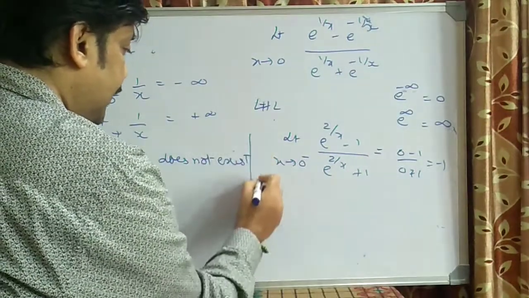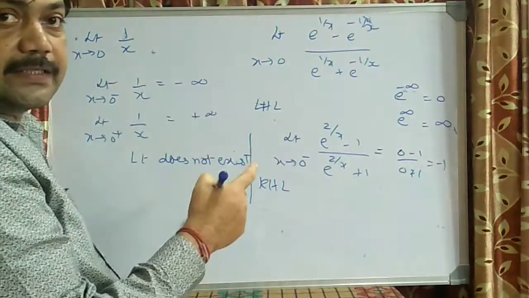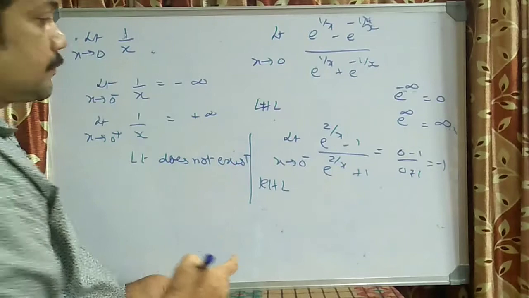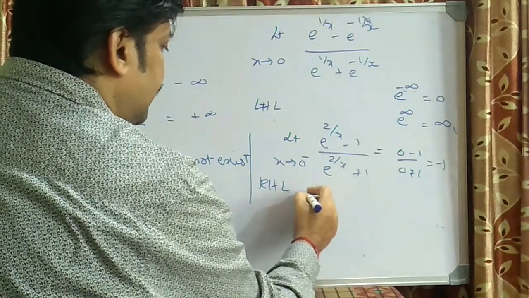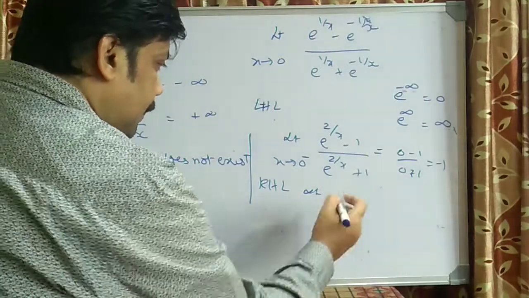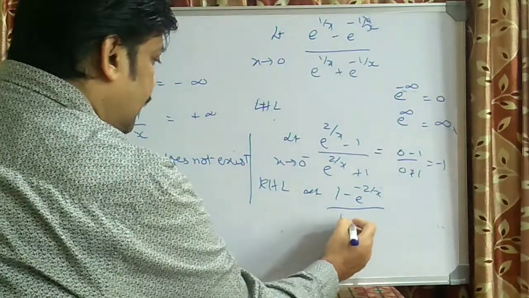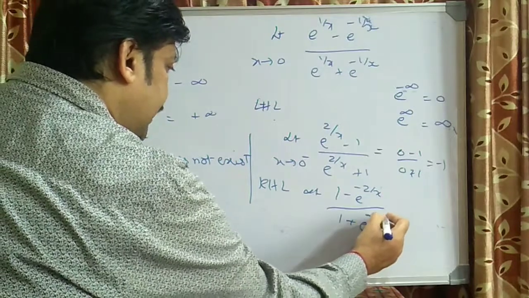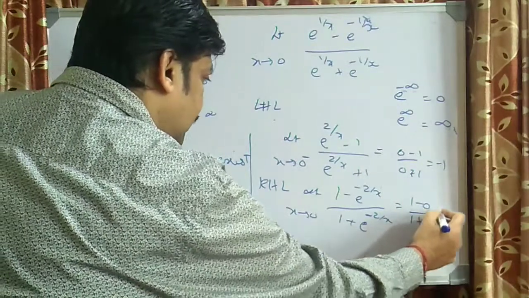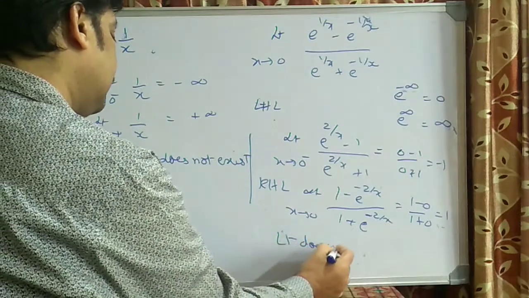What about right hand limit then? For right hand limit, x is positive, so this becomes infinity, this becomes 0. So this is limit of 1 minus e to the power minus 2 by x divided by 1 plus e to the power minus 2 by x as x tends to 0. So this is very clearly again 1 minus 0 by 1 plus 0, which is equal to 1. So again the limit does not exist.